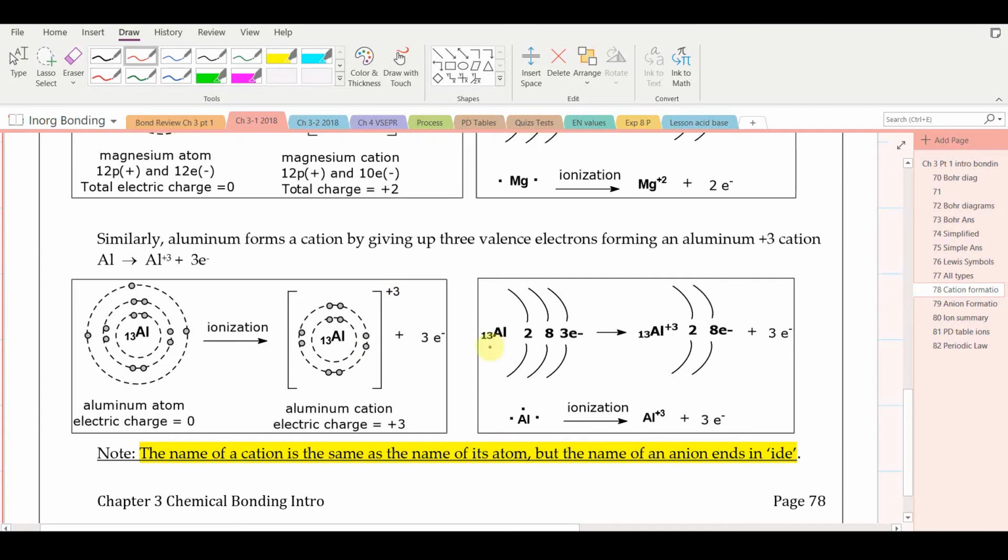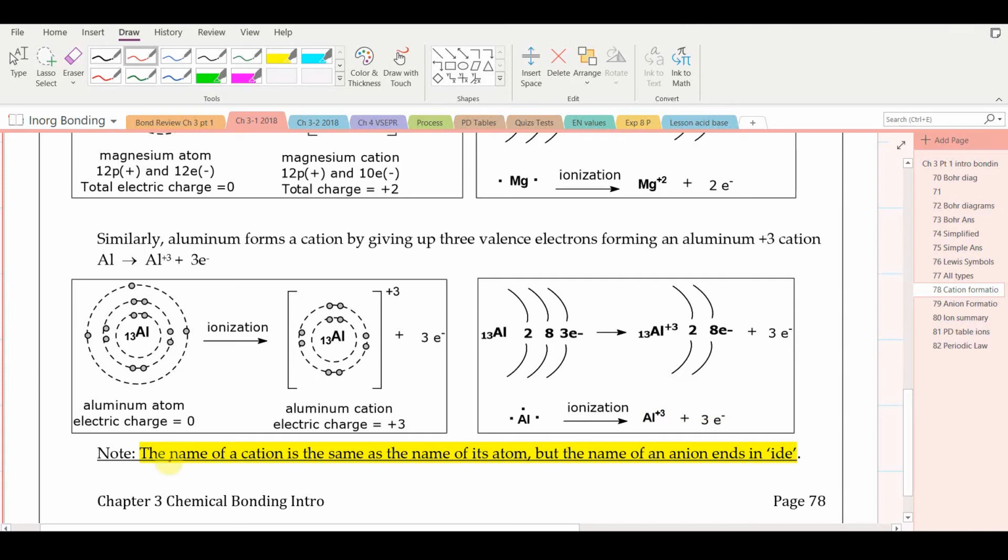Here's the simplified Bohr diagram of aluminum atom with 2, 8, and 3 electrons in the valence shell, and here's the diagram of aluminum cation with 2 and 8 electrons having lost 3, so now it's a charge of +3, it's a cation. And finally, here is the aluminum atom with a Lewis symbol showing 3 dots or 3 electrons in the valence shell, becoming aluminum cation +3 with no dots, and here are those 3 dots.